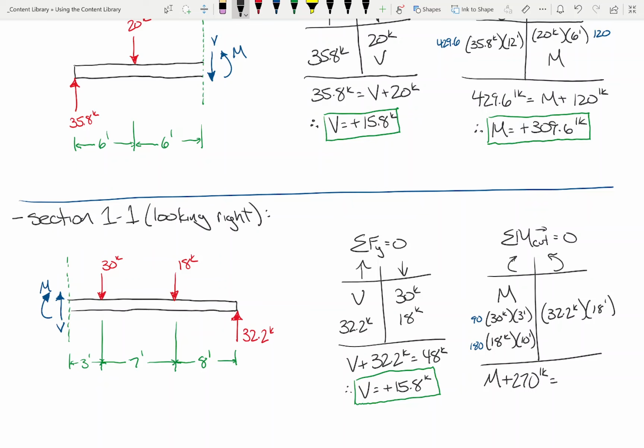Whoopsie. So 32.2 times 18 is 579.6, and then subtract 270. 300. There we go.